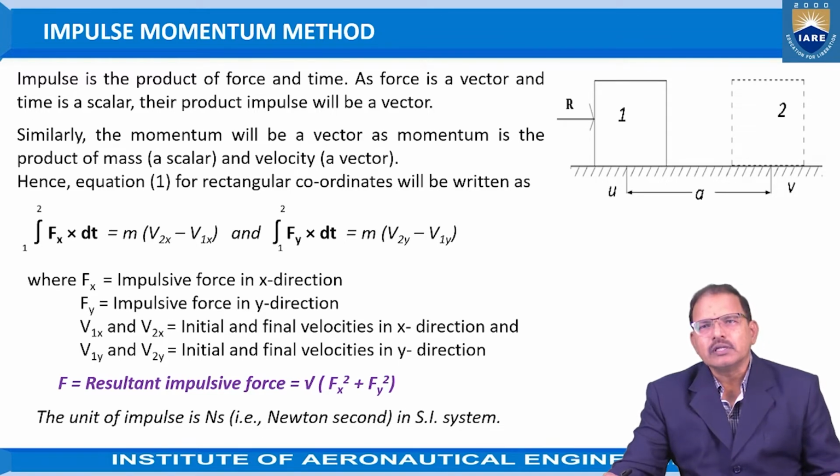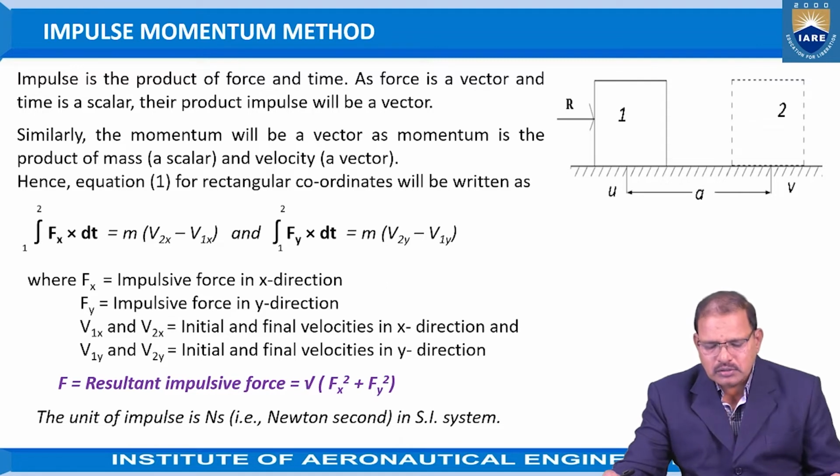Hence, when we are using rectangular coordinates, the change in momentum in the x direction is equal to the impulse, which is given by the product of the component of force acting in the x direction multiplied by the time dt. Similarly, in the y direction, the impulse, that is the product of the component of force acting in the y direction multiplied by time, should be equal to the change in momentum of the body in the y direction.